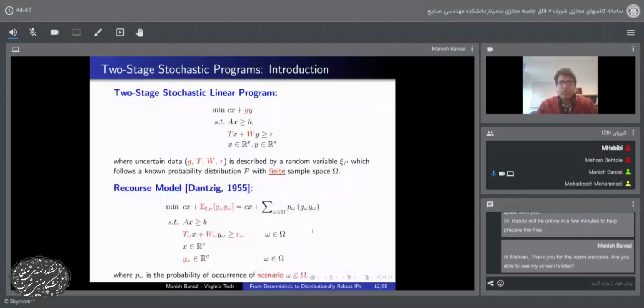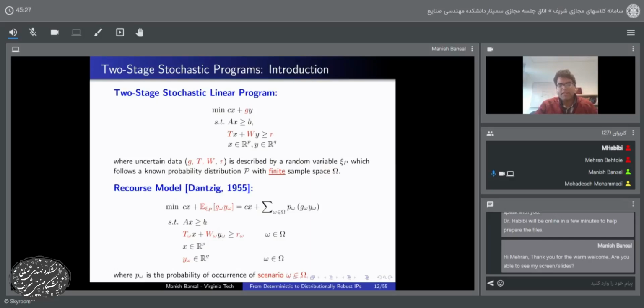Okay, so this problem is not new. It goes back to 1955 when Dantzig provided this linear programming reformulation for a problem where the probability distribution is defined over a finite sample space. So you have this problem. Essentially, G omega, T omega, W omega, R omega represent one possible realization of the random vector. And he introduced these y omega variables corresponding to each scenario, thereby leading to this large-scale problem, because you have constraints and y omega variables corresponding to each scenario.